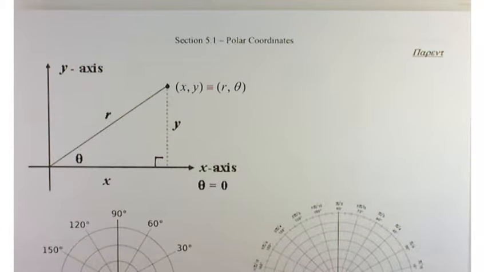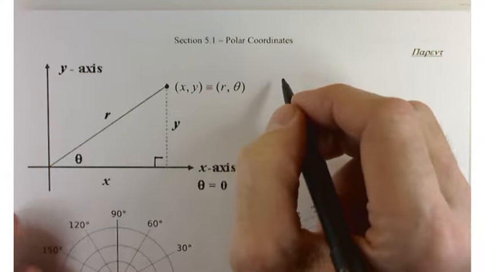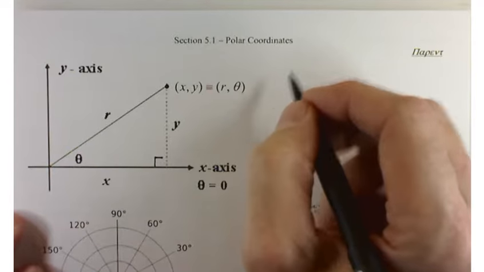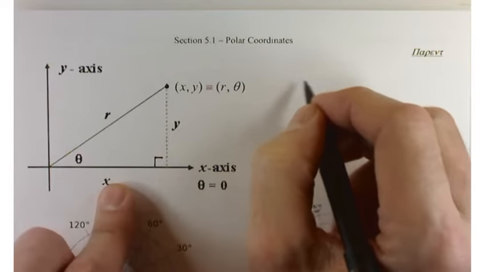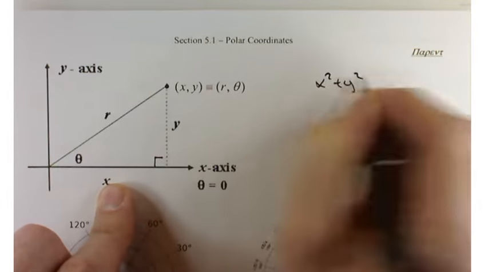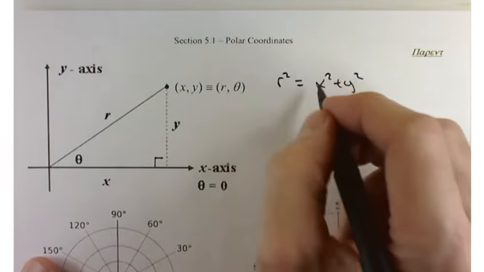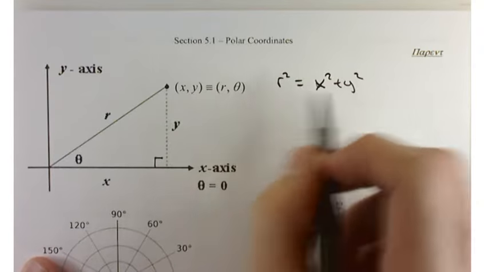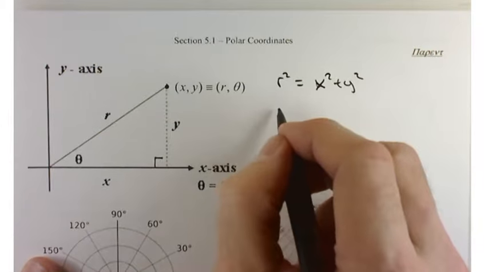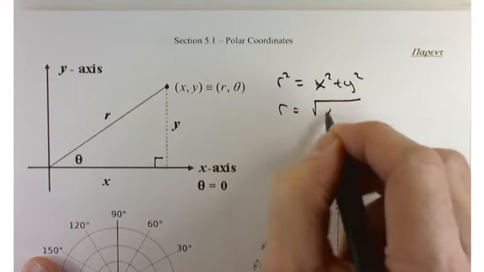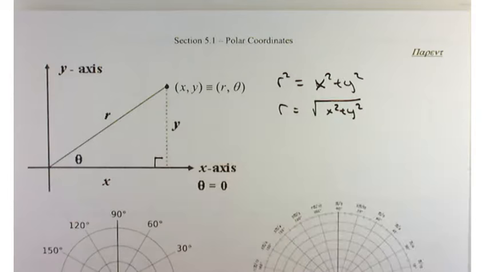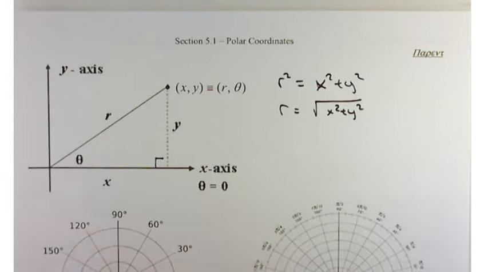What does the Pythagorean Theorem say here? Anyone? Yeah, x squared plus y squared equals r squared. All right, so that's one relationship that we can use to go back and forth between x and y and r and theta. Of course, that means r equals the square root of x squared plus y squared. There are a couple other relationships that we can get pretty easily. Let's look at one of them.